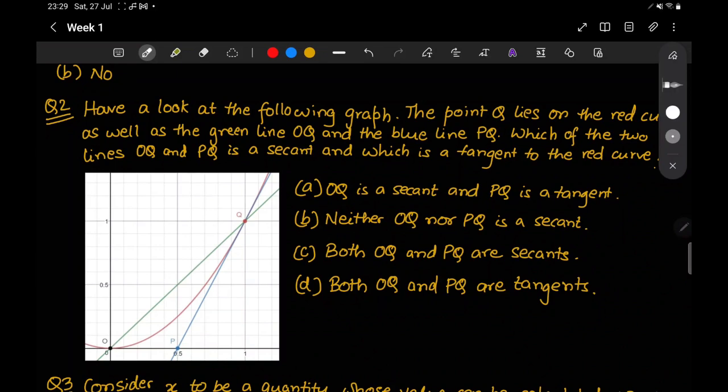Let me read out the options as well. Option A, OQ is a secant and PQ is a tangent. Option B, neither OQ nor PQ is a secant. Option C, both OQ and PQ are secants. And option D, both OQ and PQ are tangents. So again, let me refresh the poll and all of you please try to answer the poll.